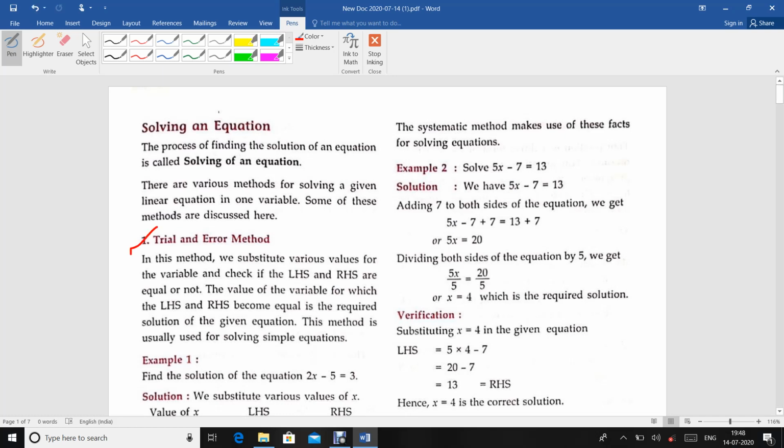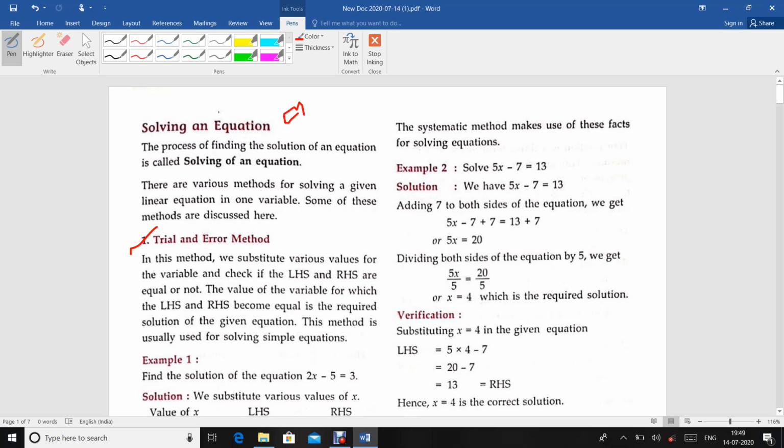According to the trial and error method, we need to put suitable values for the variable and check whether the left hand side and right hand side are equal or not. When the left hand side and right hand side become equal, that will be the required solution of the equation. So let us try this method, that is the trial and error method.